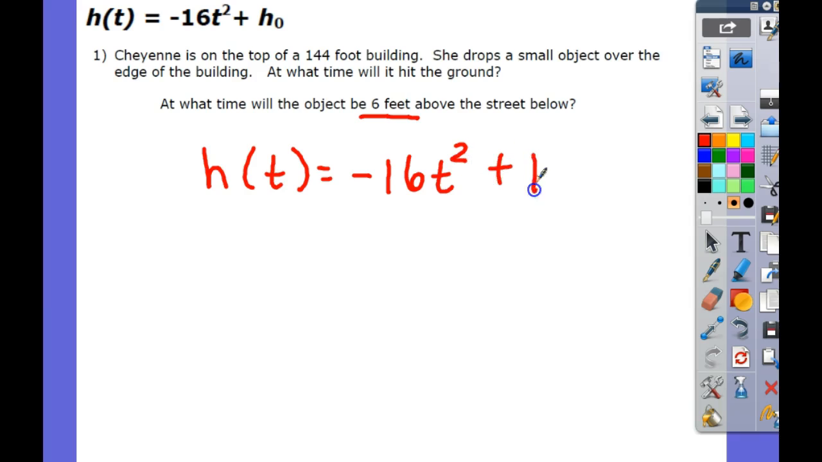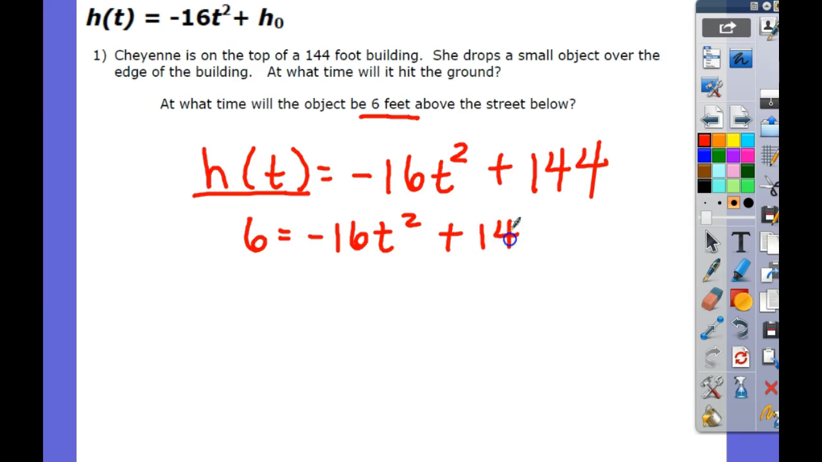So this is still 144 because she is still up there on the top of the building. Now, where does the 6 go? What is the 6? This height. And so this will not be 0 this time. It will be 6. That's how high we're trying to figure out.